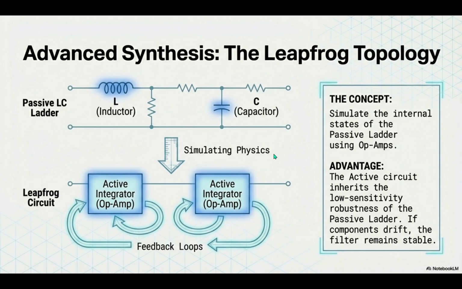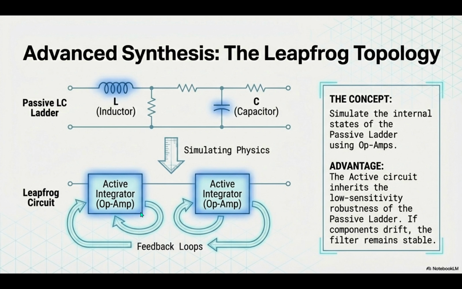Correct. We look at the actual differential equations that govern the currents and voltages inside that big, heavy LC ladder. The math that says current flows from inductor A to capacitor B. Okay. And then we build a circuit using op amps that solves those exact same equations. So we replace the physical components with their mathematical equivalents. Precisely. In the leapfrog topology, we use active integrators, which are just op amps with capacitors to pretend to be the inductors and capacitors from the ladder.